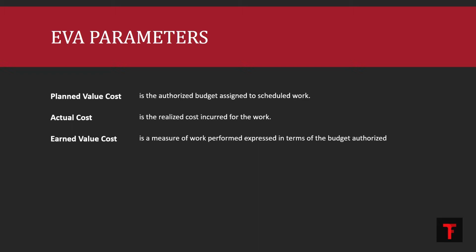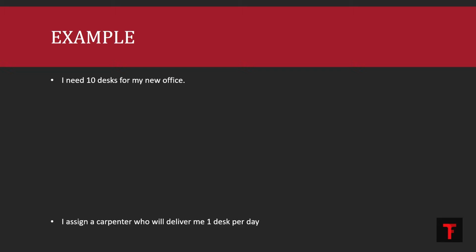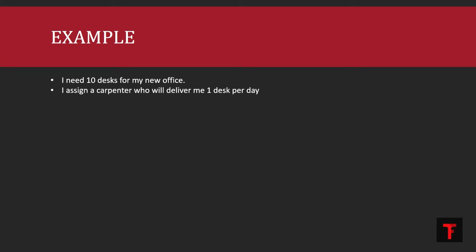So these three parameters can sometimes be confusing. For this purpose, let me take you through an example. Consider that I need to produce 10 desks for my new office. I am going to assign a carpenter who has promised me that he will deliver one desk per day. He is going to charge me $10 per desk.